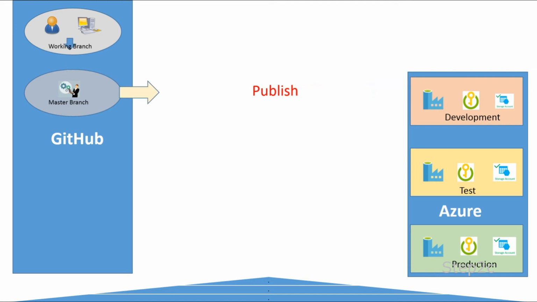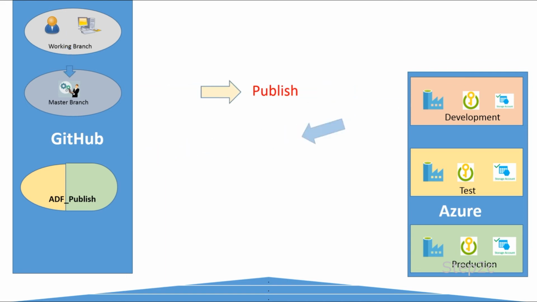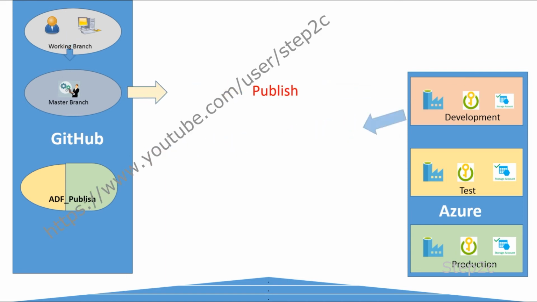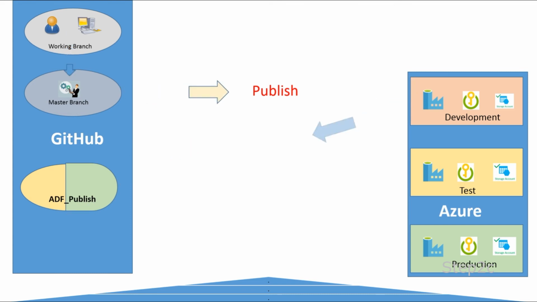And once you publish some change to development Data Factory, a new branch will automatically get created. That is called ADF publish branch, and it's an internal branch that gets created as part of Azure Data Factory integration with GitHub. And in this branch, you will have two ARM templates. One is the ARM template for Data Factory, and another one is the ARM template for parameters. And we will use these two ARM templates to release our pipeline into test environment and into production environment. And for this release, we will use Azure Release Management.